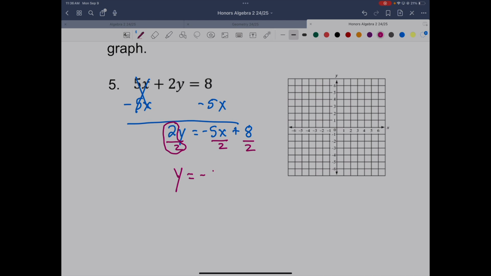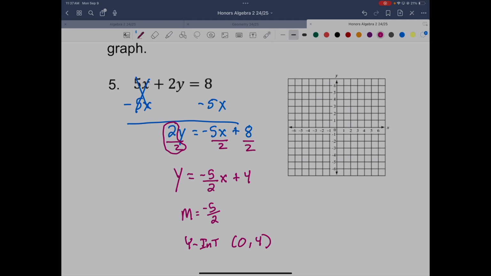So negative 5/2. See, now it's normal. Plus 4. Does that look right? What's the slope? Negative 5 halves. What's the y-intercept? Okay, be careful. Yeah, it's 4, but let's write it as the point (0, 4). But technically, yeah, it's 4.